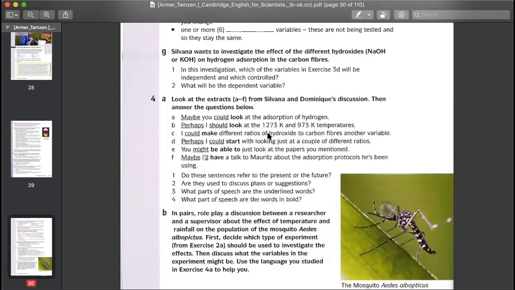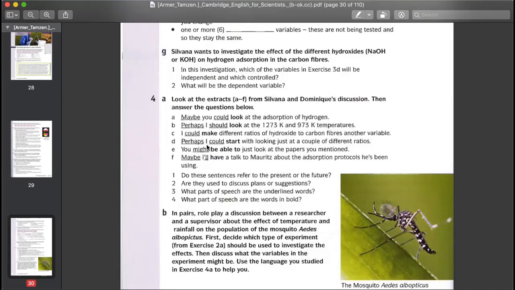Okay, we finished this one. Of hydroxide to carbon fibers, another variable. Perhaps I could start with looking just at a couple of different ratios. You might be able to just look at the papers you mentioned. Maybe I will have a talk to Martise about the adsorption protocols he's been using.